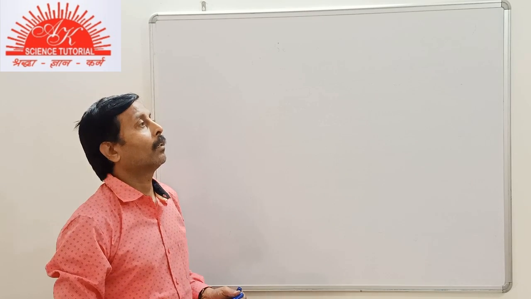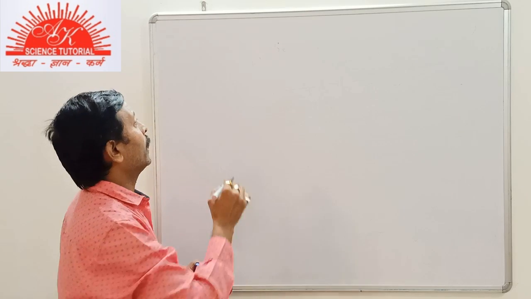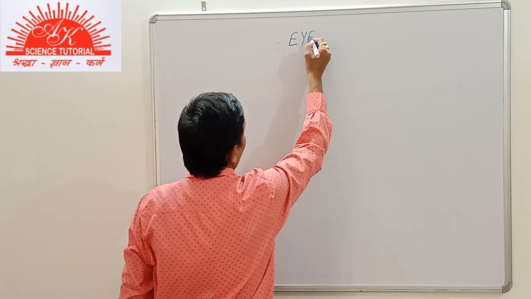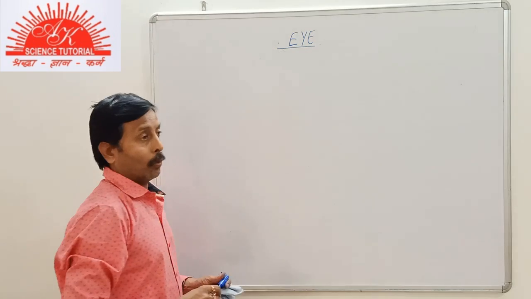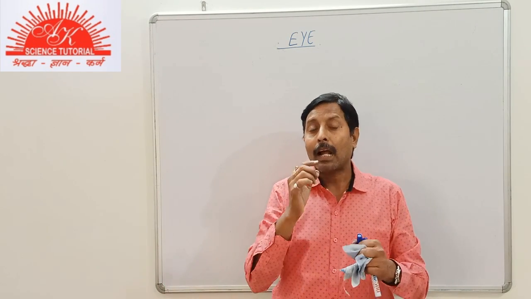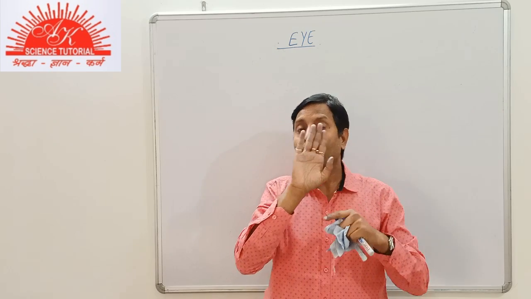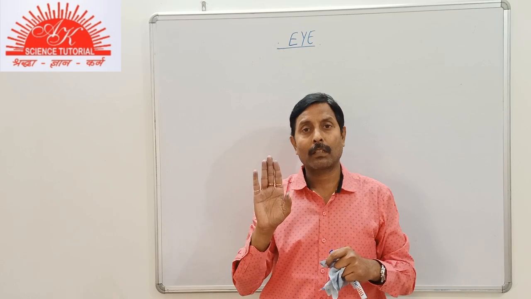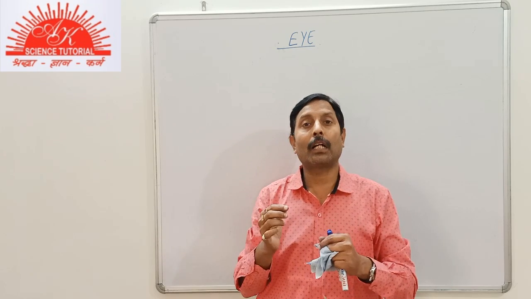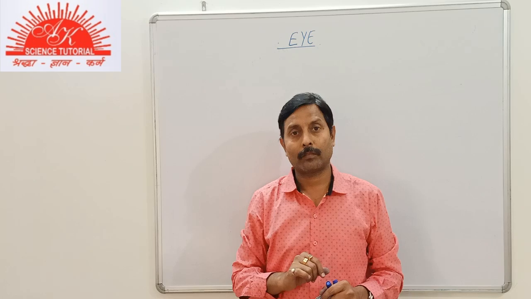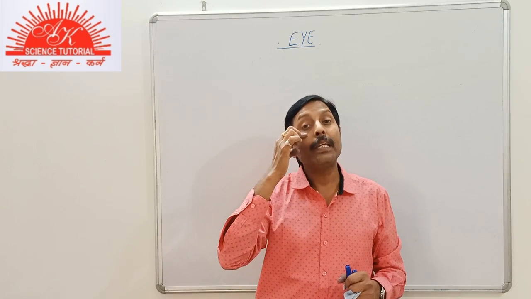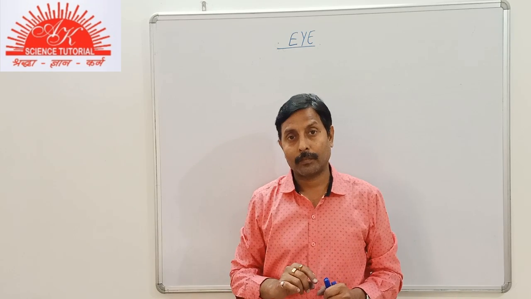Now we have to study the eye, which we have studied earlier. Just we have discussed that there is a pair of eyes on the front side of our face, located in a small cavity of the skull called the orbit. So the eye or eyeballs are located in a bony socket called the orbit.